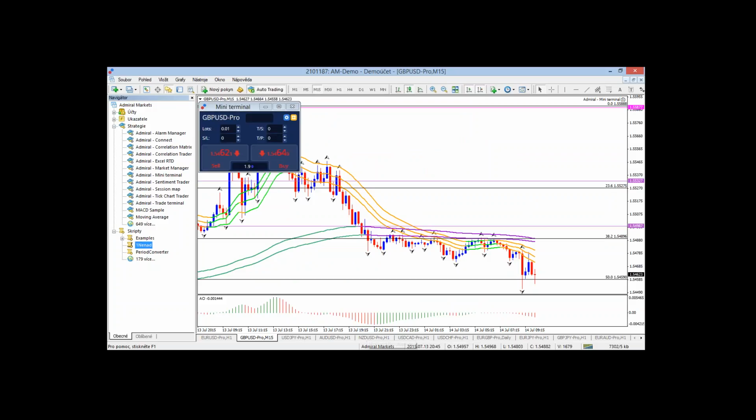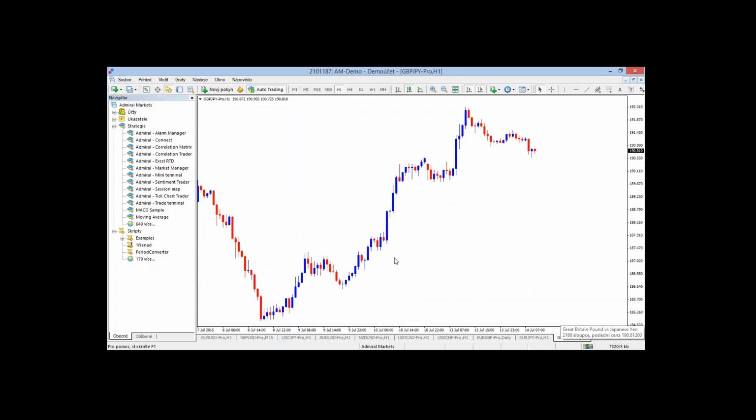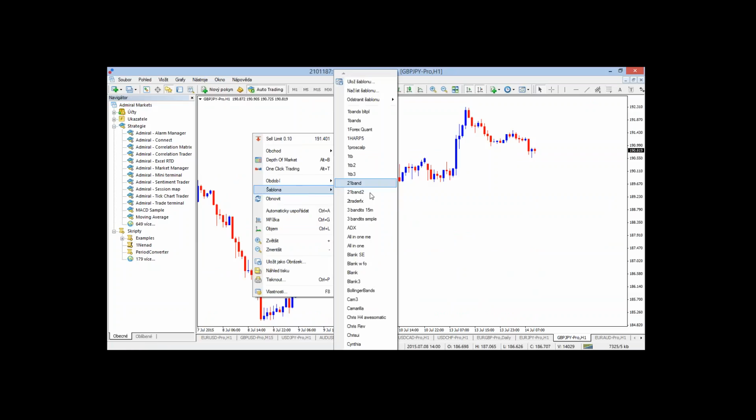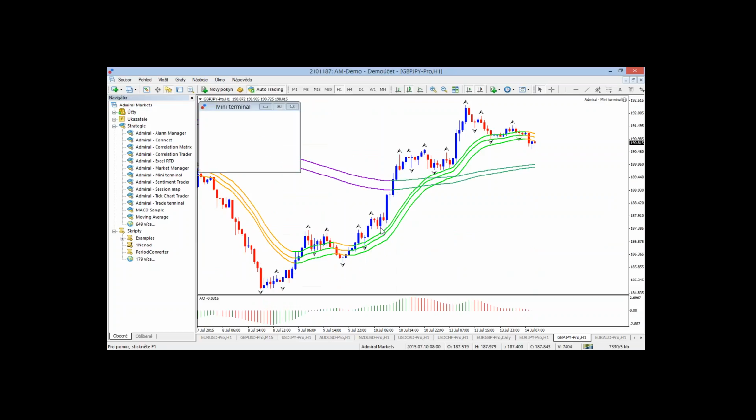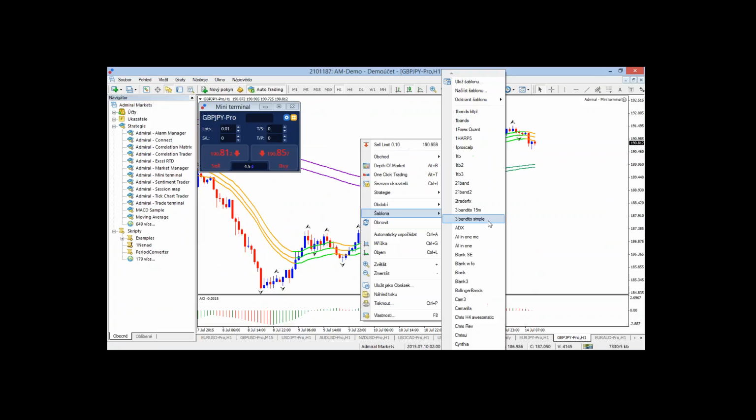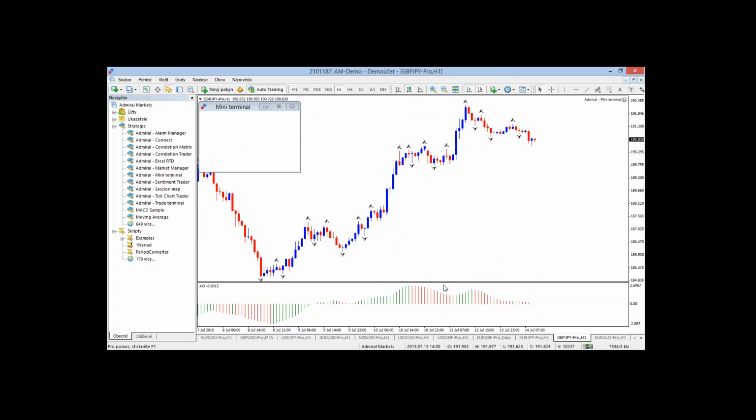All right, so let's move over here to put some trend lines on. I was interested in pound yen and euro. Let's go there and put some trend lines. See if there are any trend lines first of all.